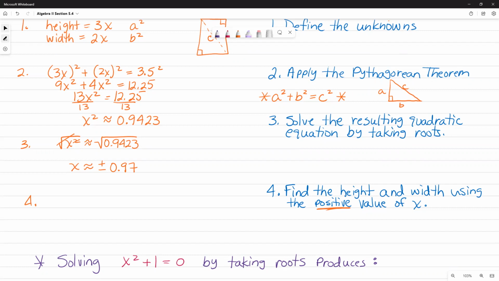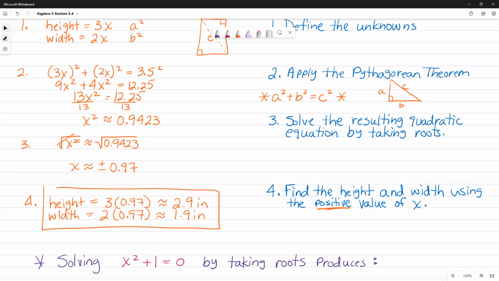So in order to find that, we have the height we know was 3 times x, so 3 times 0.97. This gives us approximately 2.9 inches as the actual height. Width is 2 times 0.97, and so we have an approximate width of 1.9 inches. And we are done. That's what we're looking for.